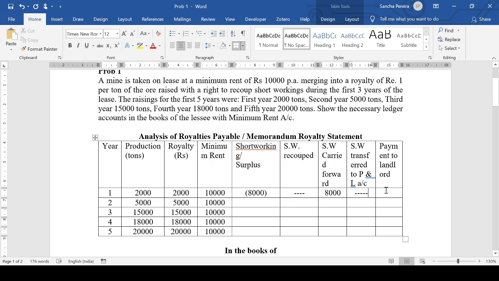And how much will be the payment to landlord? It's going to be 10,000. That's the whole agreement, right? You have to pay a minimum of 10,000 to the landlord. That's why it's called minimum rent. If actual royalty is more, then you compare between the two. So it's going to be 10,000.